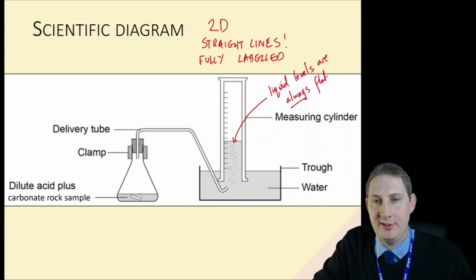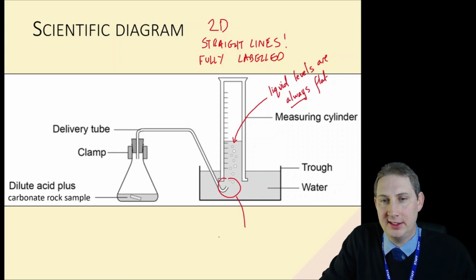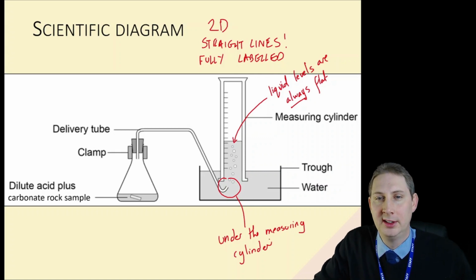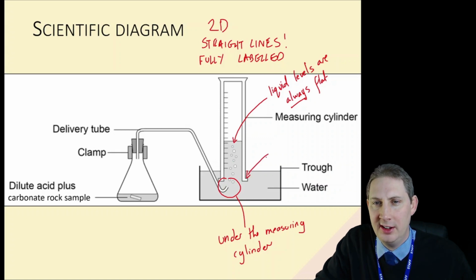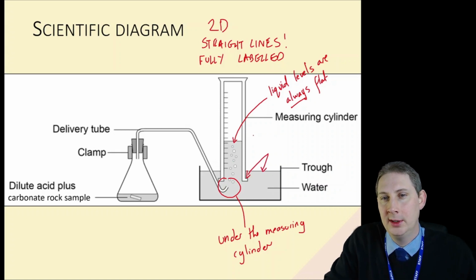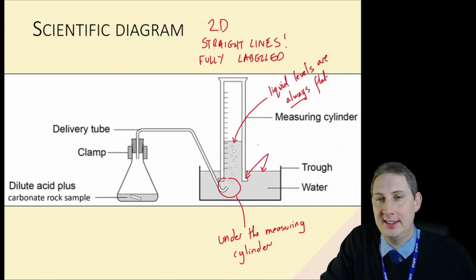Notice that the delivery tube down here is under the measuring cylinder. And that is of course important, because if it's not under the measuring cylinder, it's not going to collect the gas. Notice that the bottom of the measuring cylinder is under the level of the water. So this has to be true or the water will escape.